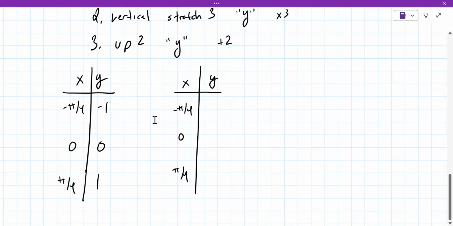What does that become? The first one would stay as -1, right? That's correct. And then 2, okay, good, and then 5. Good. Okay, now we can graph this.